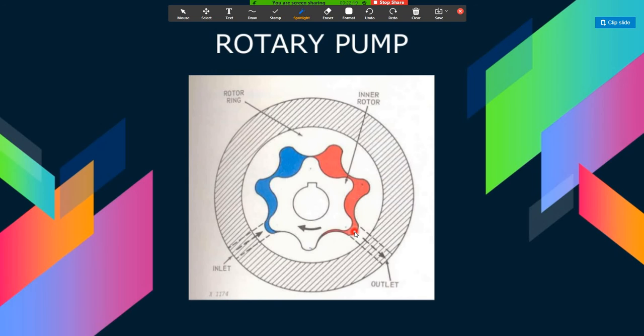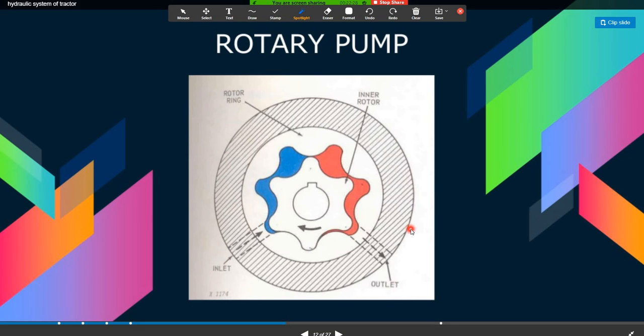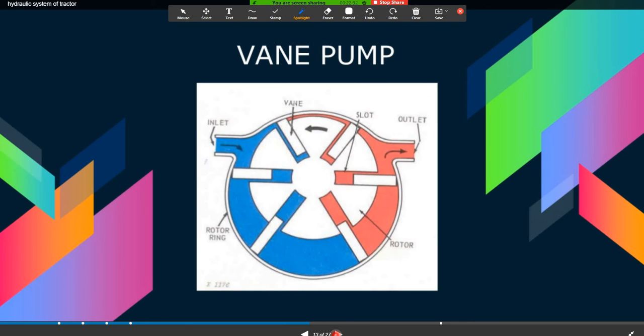The vanes are free to slide radially with the help of springs and form the required seal between the suction and discharge. Okay, so you can see this is the vane pump. The vane pump consists of the rotor.